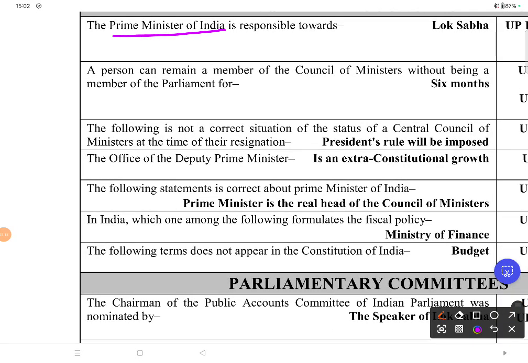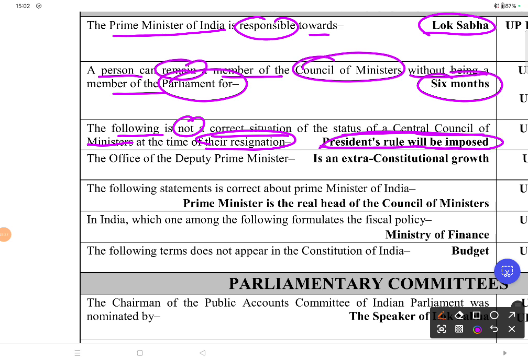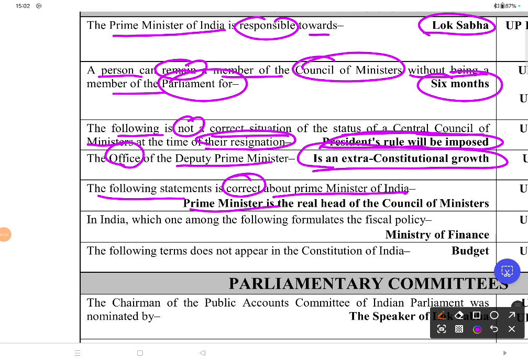The Prime Minister of India is responsible towards the Lok Sabha. A person can remain a member of the Council of Ministers without being a member of Parliament for 6 months. The following is not a correct situation of the status of the Central Council of Ministers at the time of their resignation: President's rule will be imposed. The office of Deputy Prime Minister is an extra constitutional growth. The following statement is correct about the Prime Minister of India: the Prime Minister is the real head of the Council of Ministers.